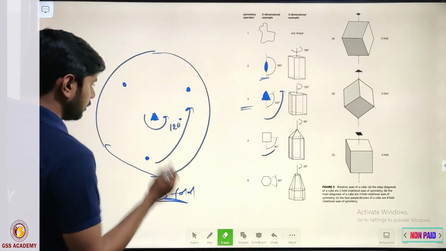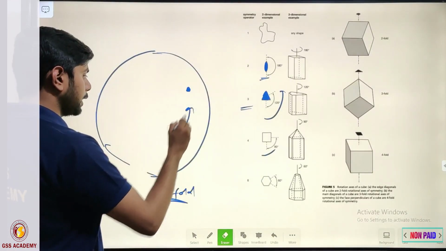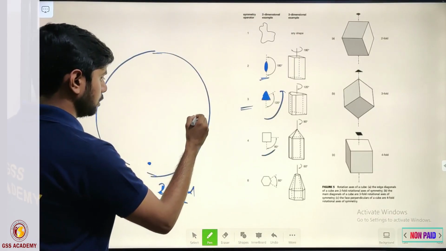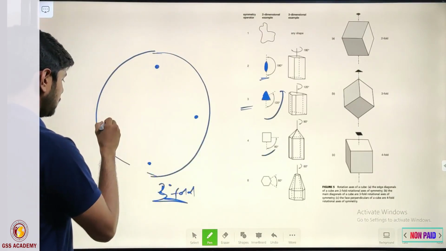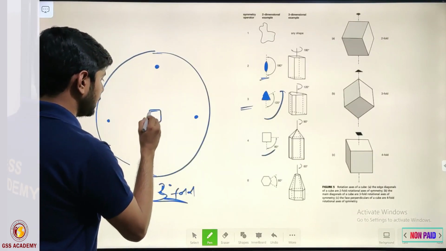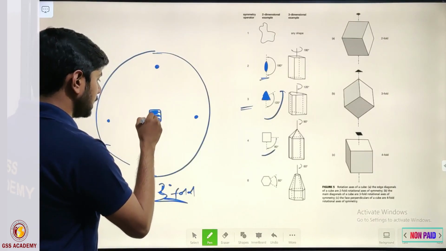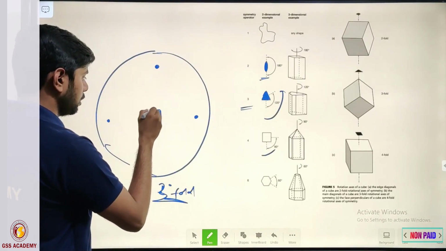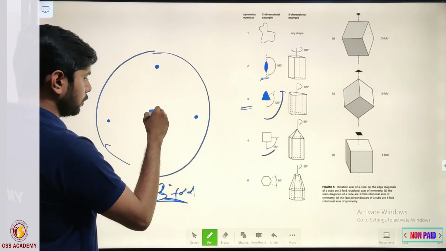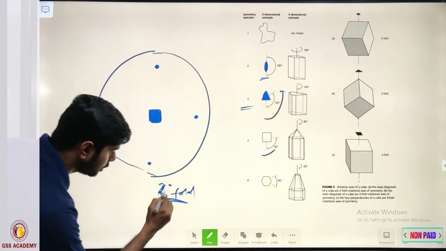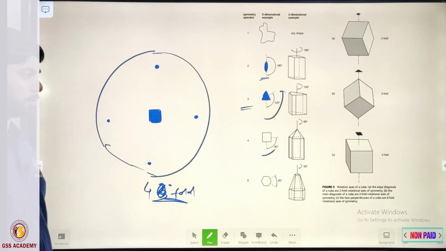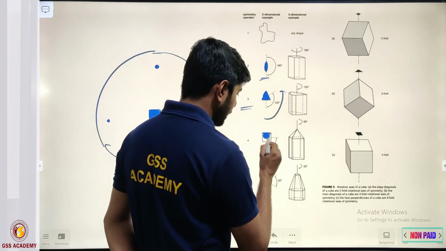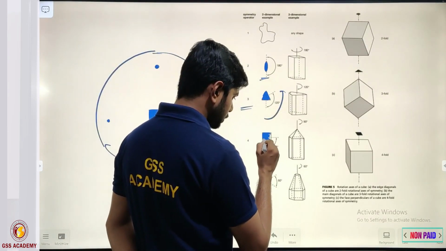Okay, for four-fold axis of symmetry, after rotating it to 90 degree we are getting the same phase. Okay, so here, here, here and here. After rotating it to 90 degree we are getting the same phase, then it will be considered as the four-fold axis of symmetry. And this is the symbol, that is a solid square. After that, five-fold axis of symmetry is not existing in nature.